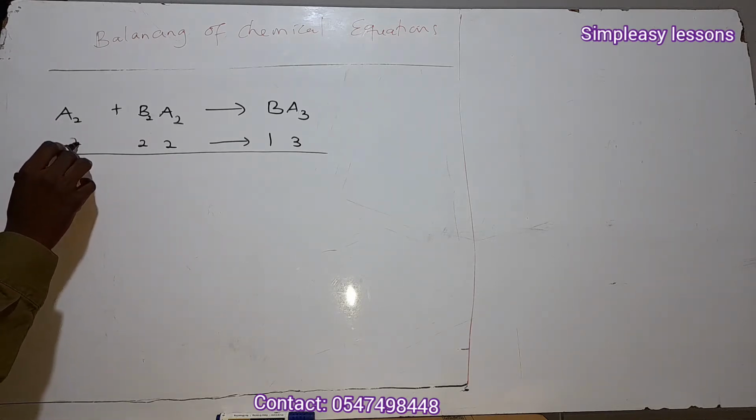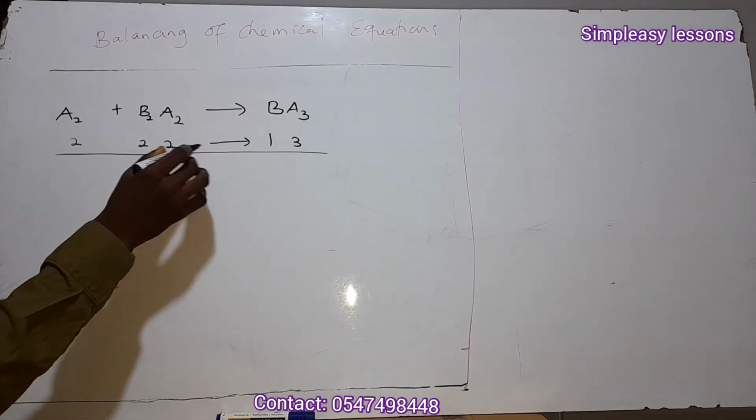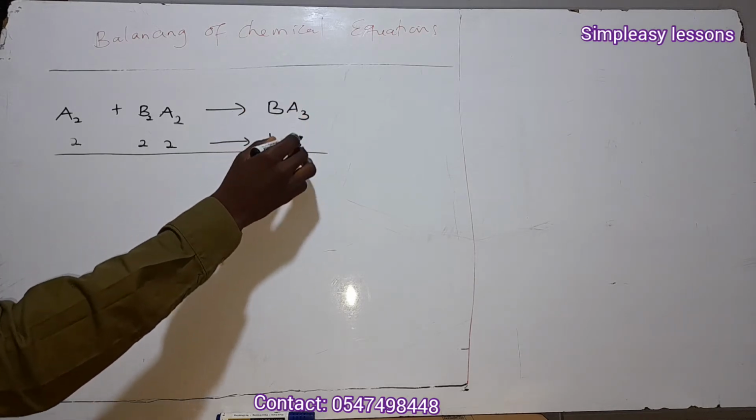We have 2 of the A. We have another A, which is 2. So the A's in total are how many? 4. Let me count here. How many of the A's do we have in total? We have 3 of the A's.